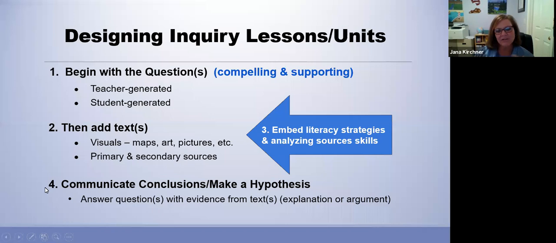So whatever version you want to use there for step number 4, the key is to get students to answer the question, whether it was a compelling or supporting question, with evidence from the text, meaning all these things we've studied throughout the unit, to either write an explanation or an argument. So a compelling question you might assess with an argument, whereas more day-to-day lessons might just be that explanation.